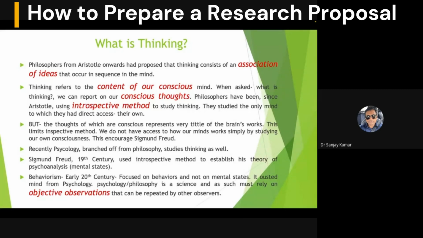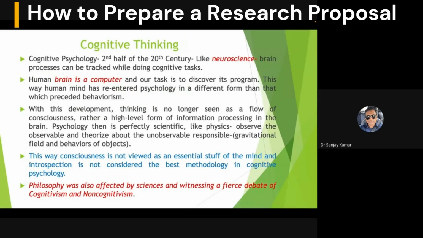So philosophers or psychologists who were working on thinking were trying to do philosophy or psychology in the manner science is done. They were trying to make objective observations, that philosophy or science must be based on objective observations. But later on, in the second half of the 20th century, this behaviorism was also refuted, and there was a birth of, or an incarnation of, cognitive psychology.